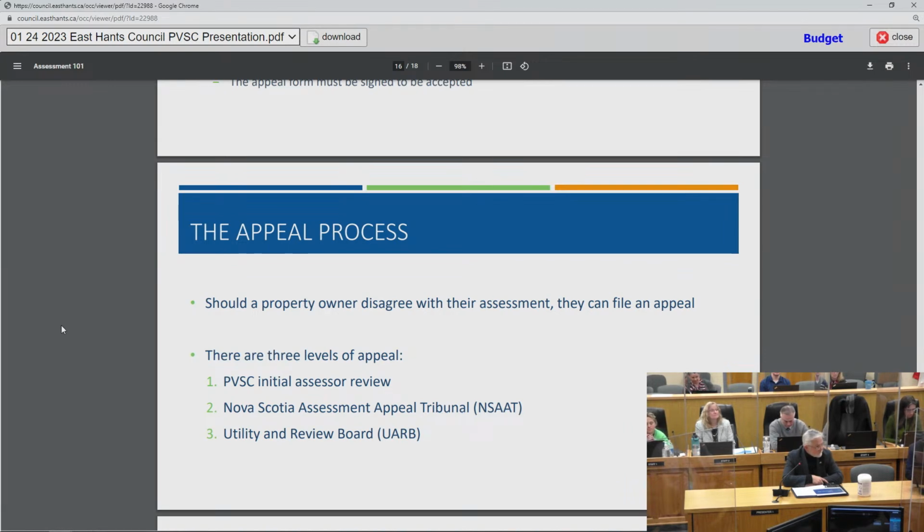So just one last slide on the appeal process. Should a property owner disagree with their assessment, they are able to file an appeal. It's Section 62 of the Assessment Act. There's 3 levels of appeal. The PVSC initial assessor review is the first level of appeal.